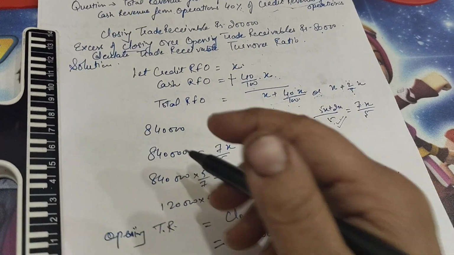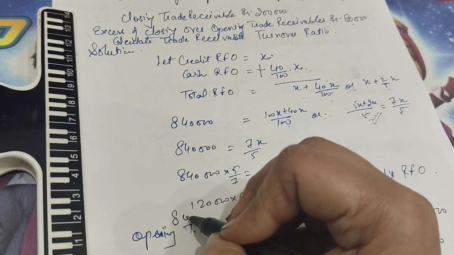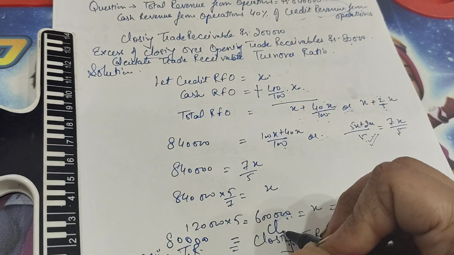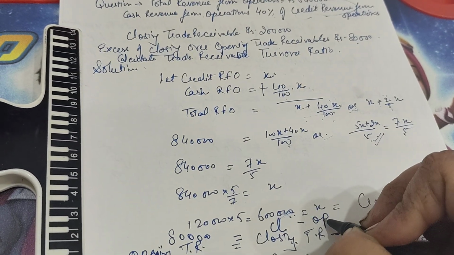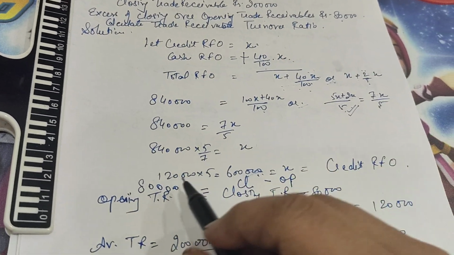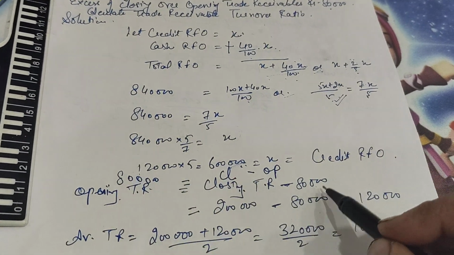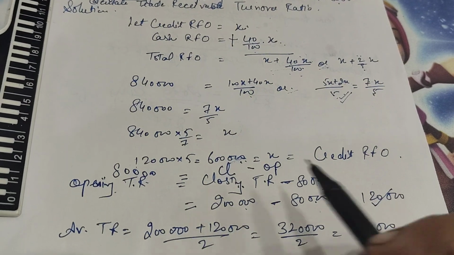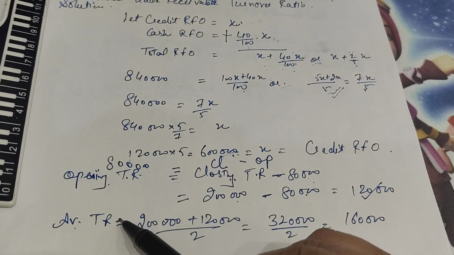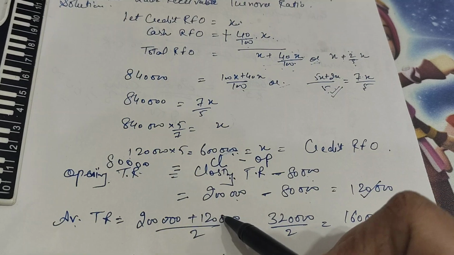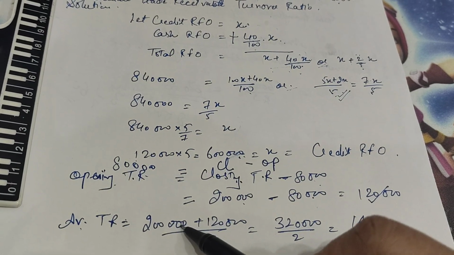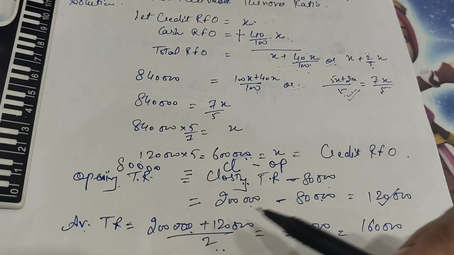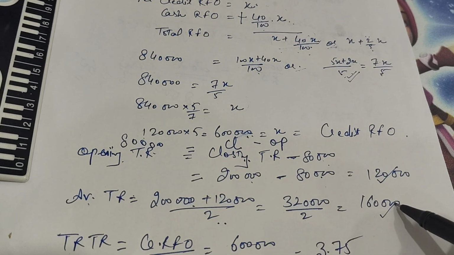If I bring it here, what I am saying is that in the question it's given to us that 80,000 equals closing minus opening, right? Now opening trade receivables are coming here and 80,000 coming here, so closing minus 80,000 gives me the value for opening. For calculating average trade receivables, I need opening trade receivables plus closing divided by 2, so the average here is 1,60,000.